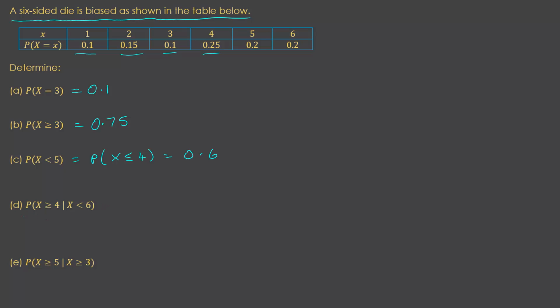Now we want the probability that x is greater than or equal to 4, given that x is less than 6. Now, we could look at that as being x being greater than or equal to 4, given that x is less than or equal to 5. Now, that's a conditional probability. Remember with conditional probability that if we have the probability of A given B, that's equal to the probability of A and B divided by the probability of B. We've got another conditional probability coming up in part E here.